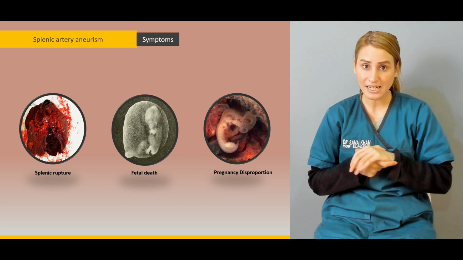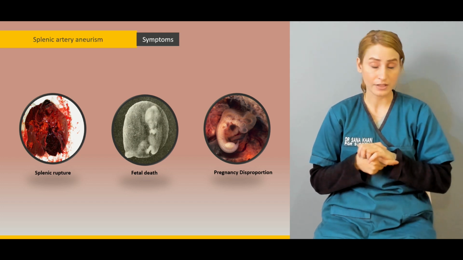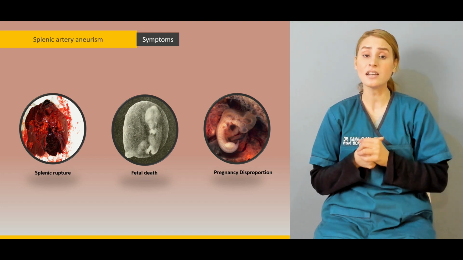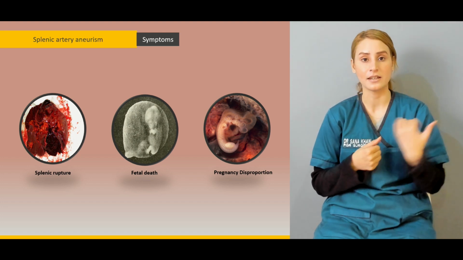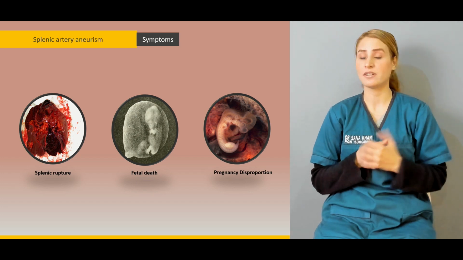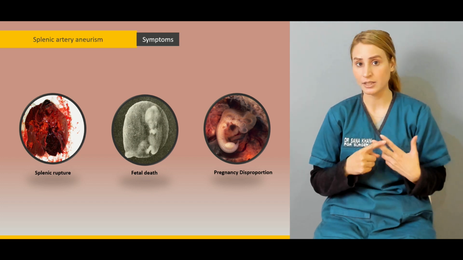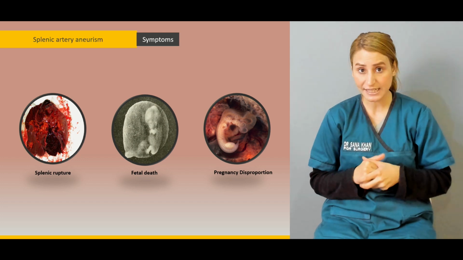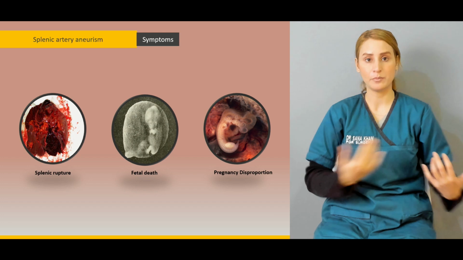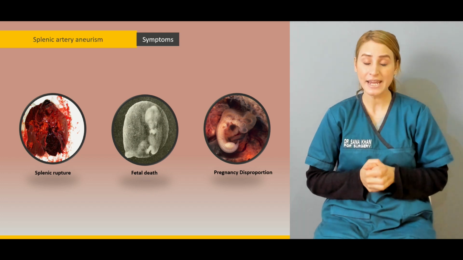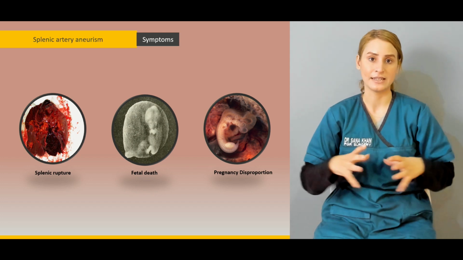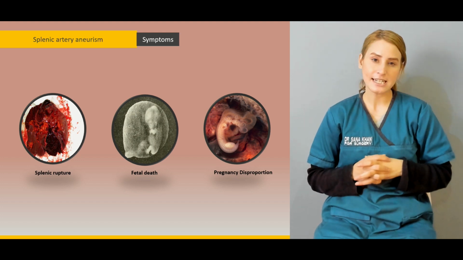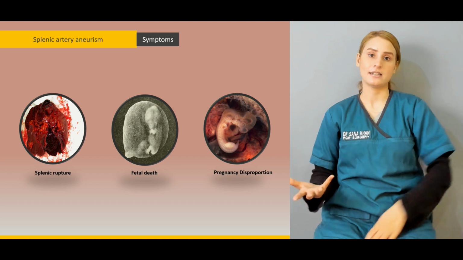So the patient can actually present to you with a splenic rupture, and when the spleen is ruptured, there's a lot of fluid or blood in the abdominal cavity, and the patient will obviously go into hypovolemic shock. The patient will be hypotensive and tachycardic, and will be complaining of generalized abdominal pain because of the fluid or blood in the abdominal cavity. It can also lead to fetal death if we are talking about a pregnant woman.